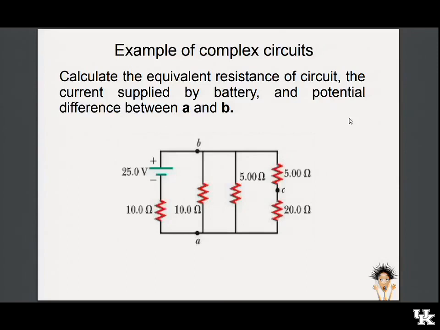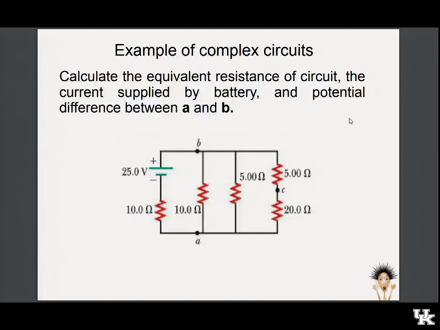So the question says, firstly, calculate the equivalent resistance of the entire circuit. That's going to be a very useful thing to do here. Then it says, calculate the current that's supplied by the battery. If we've got the equivalent resistance, that's going to be a pretty easy thing to do. And then it says, calculate the potential difference between points A and B.